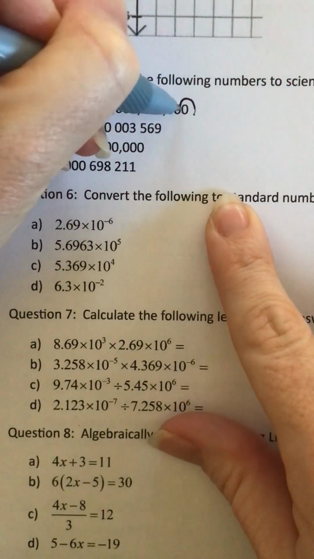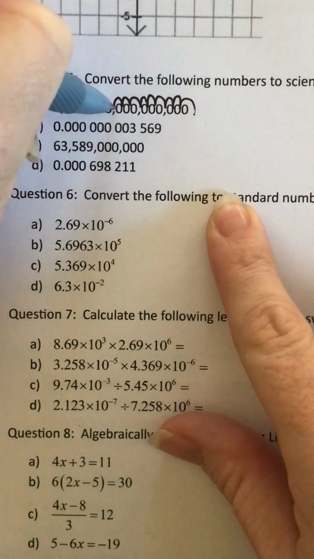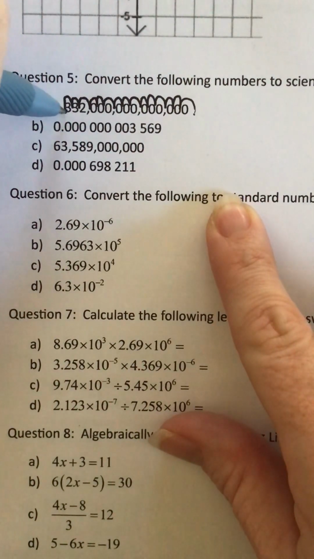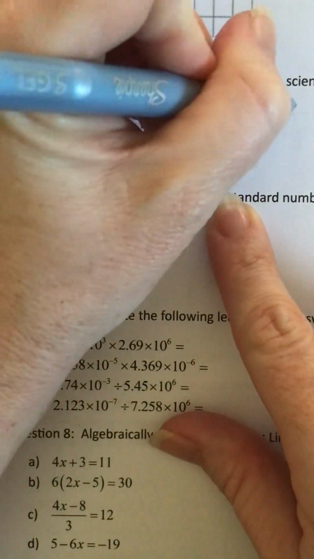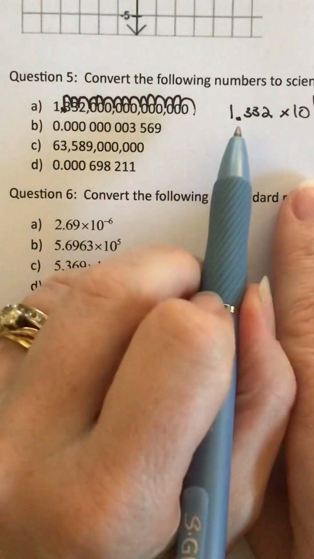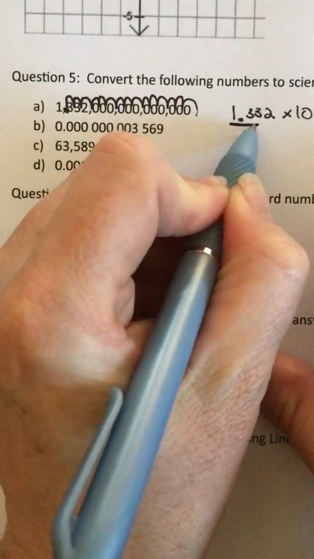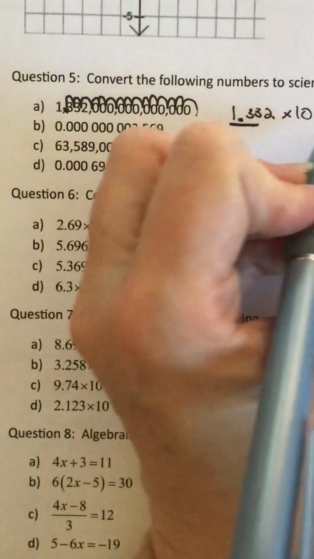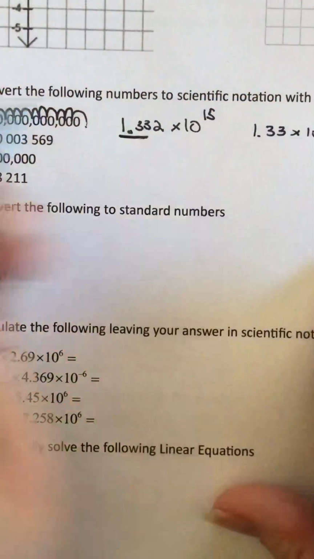So I've got 1, 2, 3, 4, 5, 6, 7, 8, 9, 10, 11, 12, 13, 14, 15. So I've got 1.332 to the power of 15. And then I have to decide about my 3 significant figures. So I'm looking 1, 2, 3. There's my first 3. My next one is a 2. So I'll round that down, I'll move it across here, 1.33 by 10 to the 15.